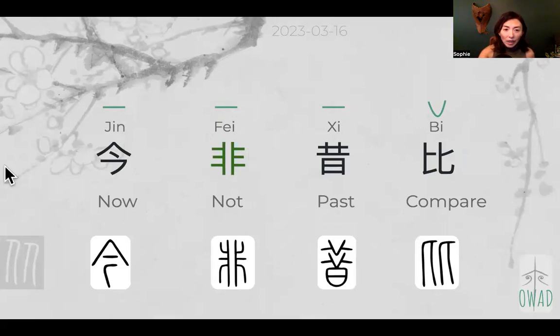Okay. 今 we have, I translate as now. It could be like today or the present. The current era that you're living in. So that's considered 今. And 今 came from this triangle. So in Chinese, we don't really draw the triangle as a geometry triangle. That's like a fully enclosed, three-cornered, three-sides structure, right?